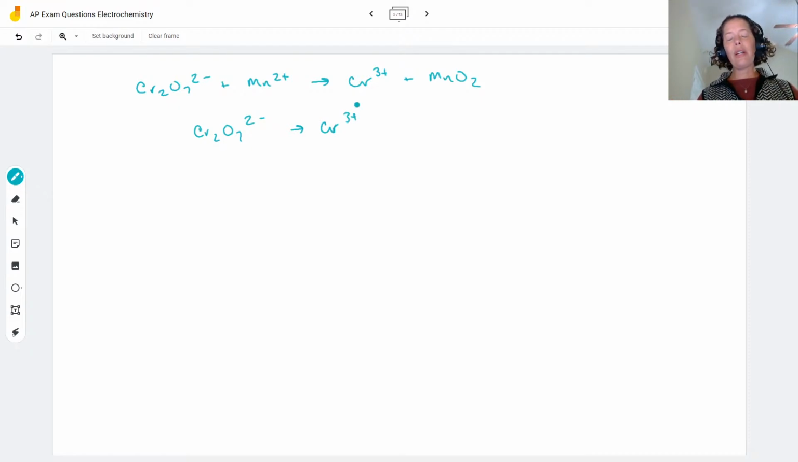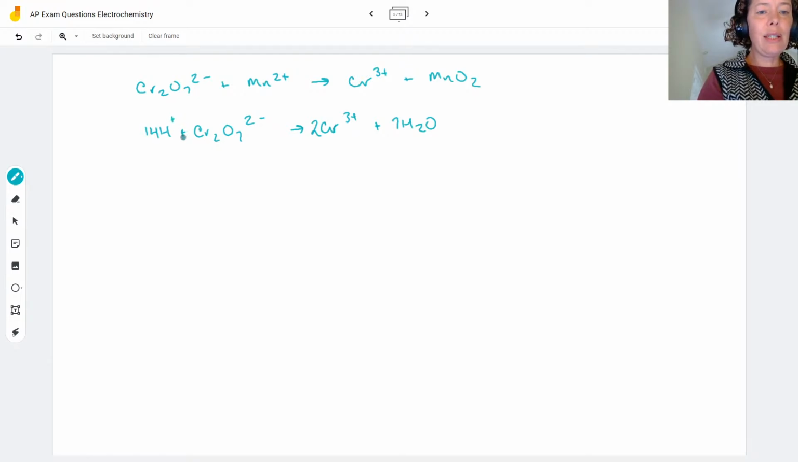All right, so the rules here is first we're going to balance everything that's not oxygen and not hydrogen. So I'm going to put a 2 here in front of my chromium 3 plus, and now my chromiums are balanced. Next, I'm going to balance my oxygens with water. So I have 7 oxygens on the reactant side, which means I need 7 waters on the product side. So now my oxygens are balanced. Next, I'm going to balance my hydrogens with H plus. So I'm going over to the reactant side, and I have 14 here.